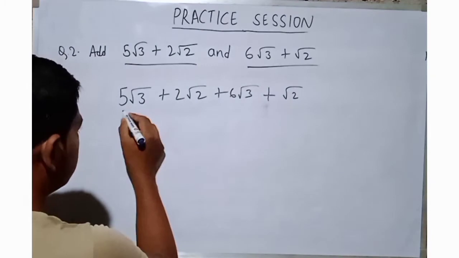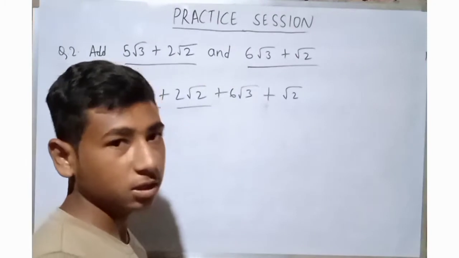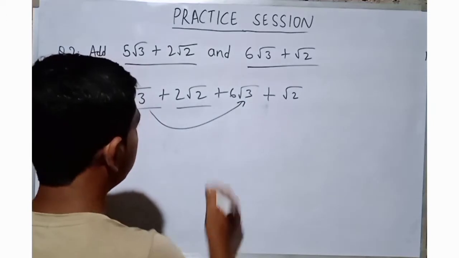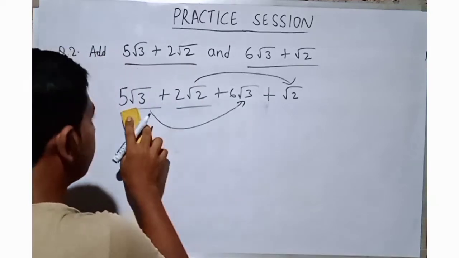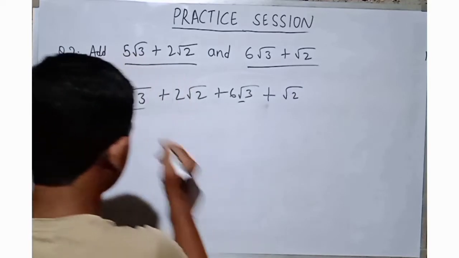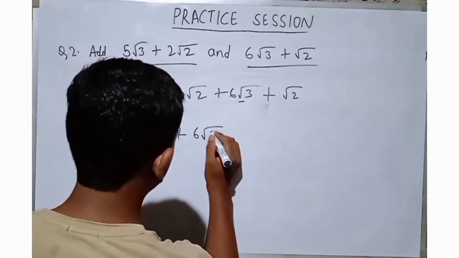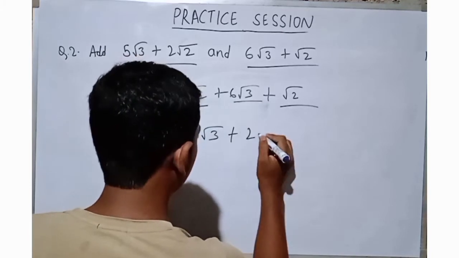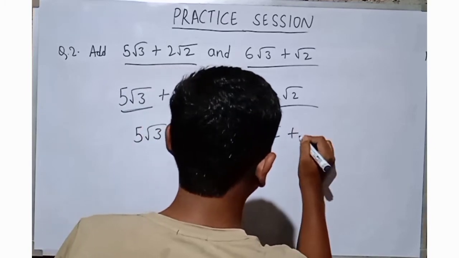Here, these numbers cannot be joined together as they are. We have to arrange the terms so that we can take common factors. This term will join with this one, and this term will join with this one. So we are just going to add them. It will be 5 root 3 plus 6 root 3. These two terms are selected. Now these are left, so it will be 2 root 2 plus root 2.